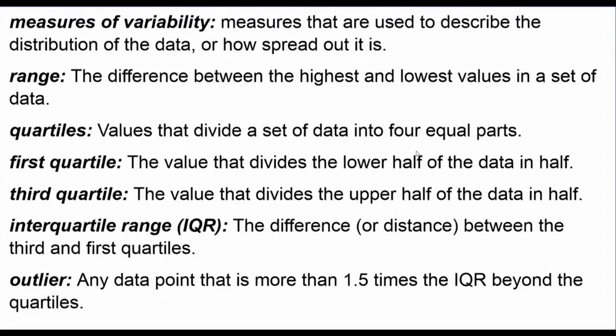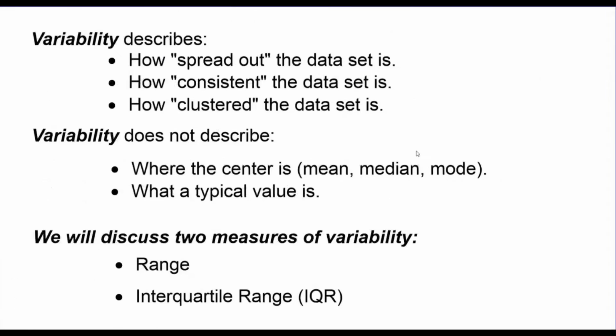And then, of course, we'll talk about things called outliers. Outliers, we usually refer to as just any extreme values, but that's kind of subjective. So we need to have some way to define an outlier, and that's any data point that is more than 1.5 times the IQR beyond the quartiles.